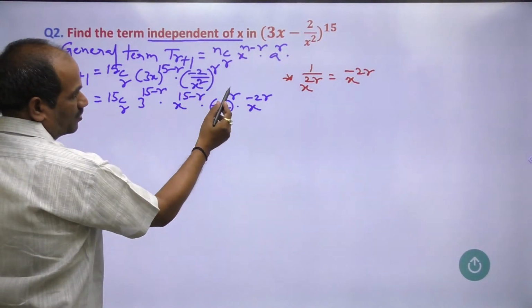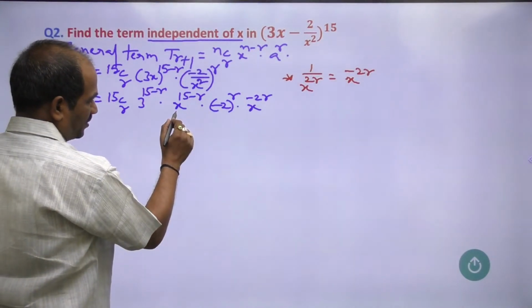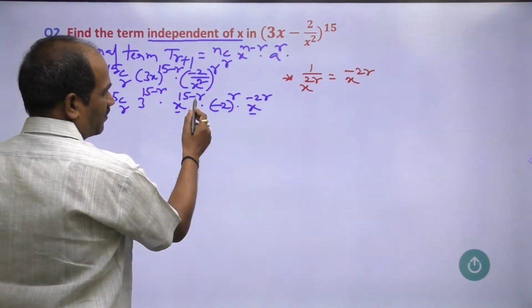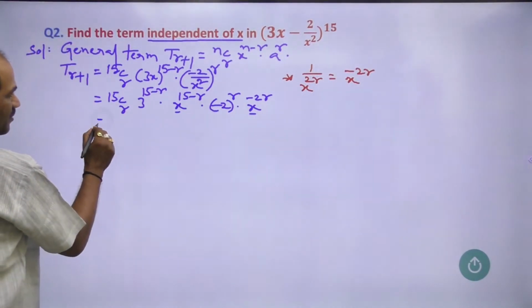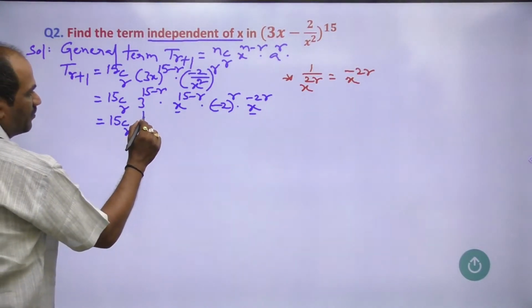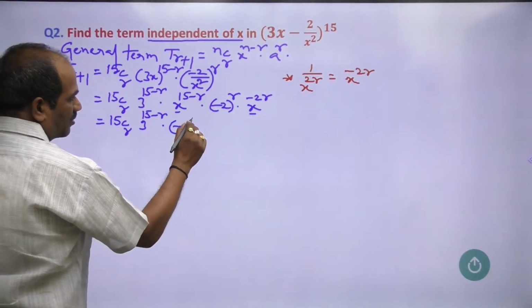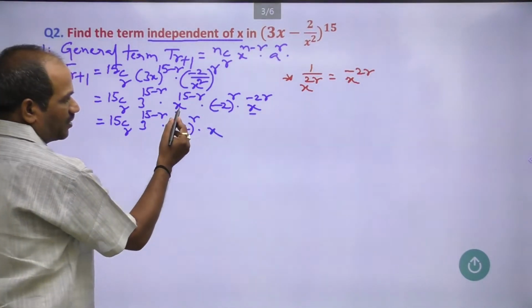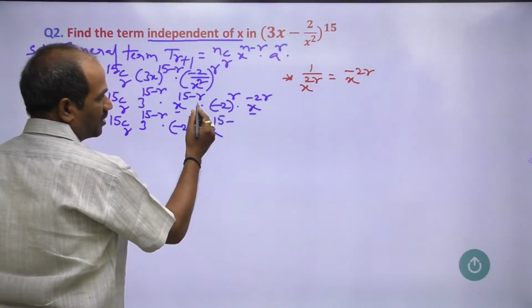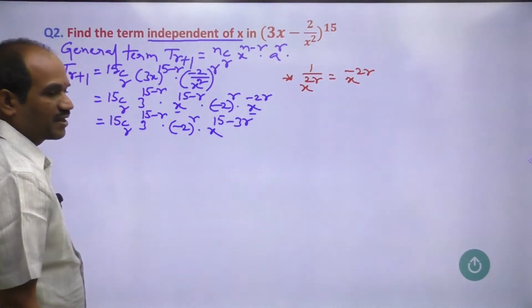1 by x power 2r is equal to x power minus 2r. See here, bases are equal, here base x and this base also x. Next, adding powers. Next, remaining, that is 15Cr into 3 power 15 minus r into the next constant value 2 power r into x power. See here, bases are equal. Adding powers: 15 minus r minus 2r is equal to minus 3r. x power minus 3r.